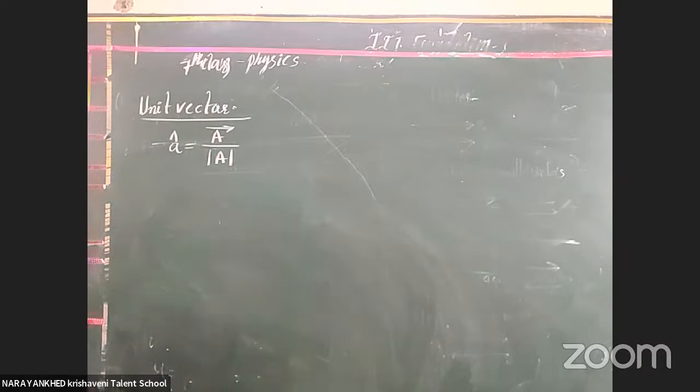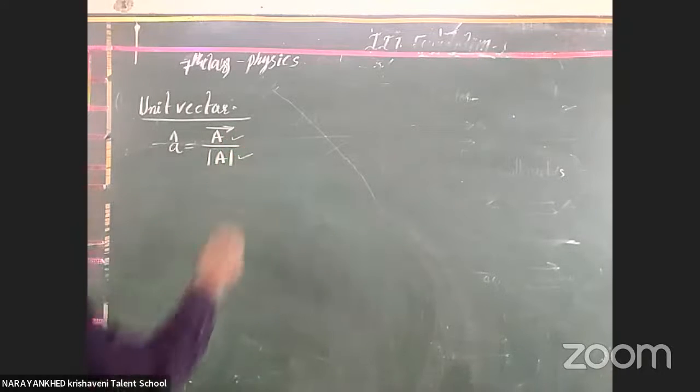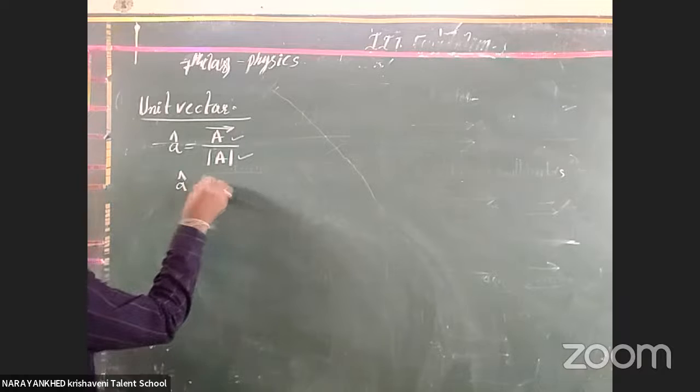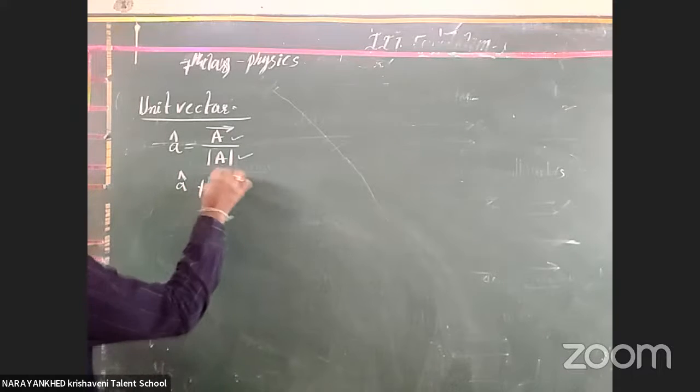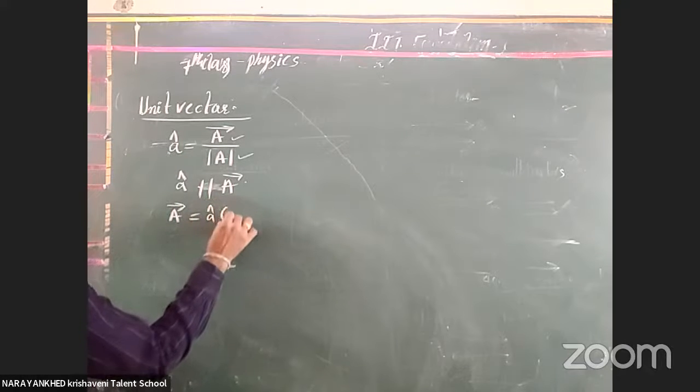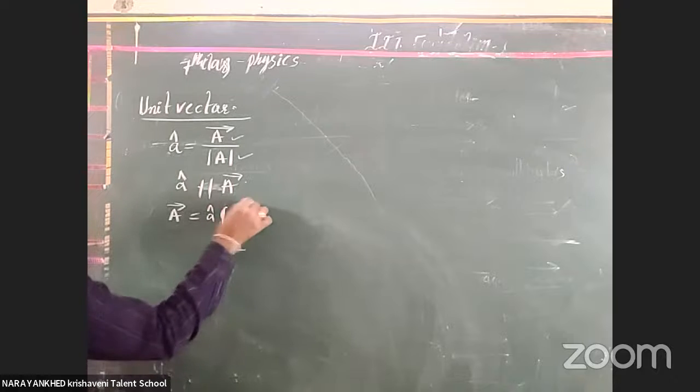Now, how do we get the unit vector? When we take a vector and divide it by its magnitude, you get a vector whose magnitude becomes 1. That is called a unit vector. A cap is a parallel vector to A bar. Why? Because A bar is equal to A cap into mod A.